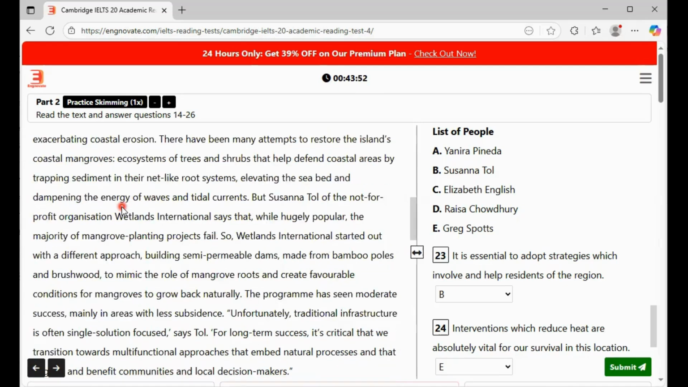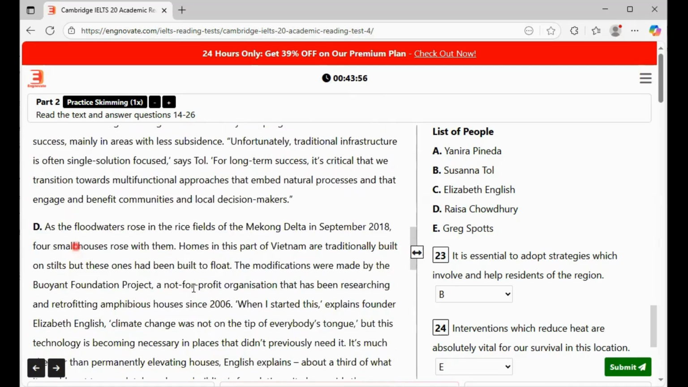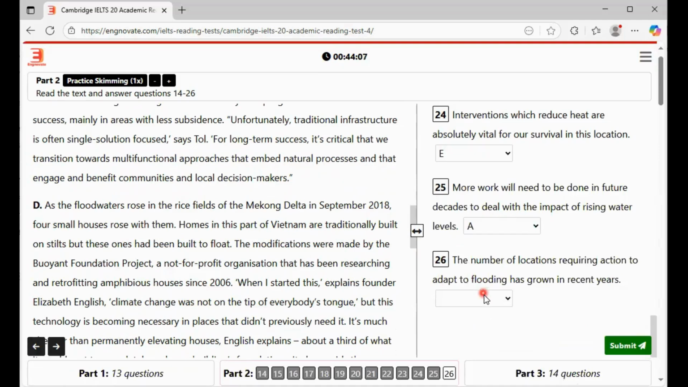No. Toll is for bamboo. Where is this? What's this person's name? Elizabeth English. That's the one for flooding. I'll just speak English for this person. C, number 26. I'll just pick C.